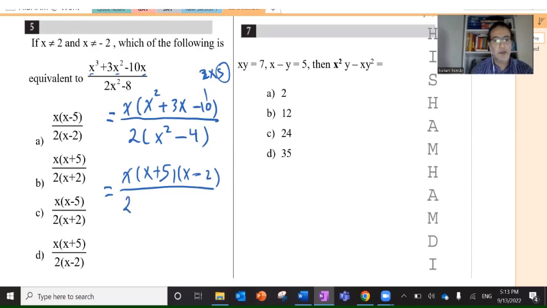Down, x squared minus 4 is difference of two squares: x minus 2 and x plus 2. By cancelling x minus 2, I will figure out that the answer is B.